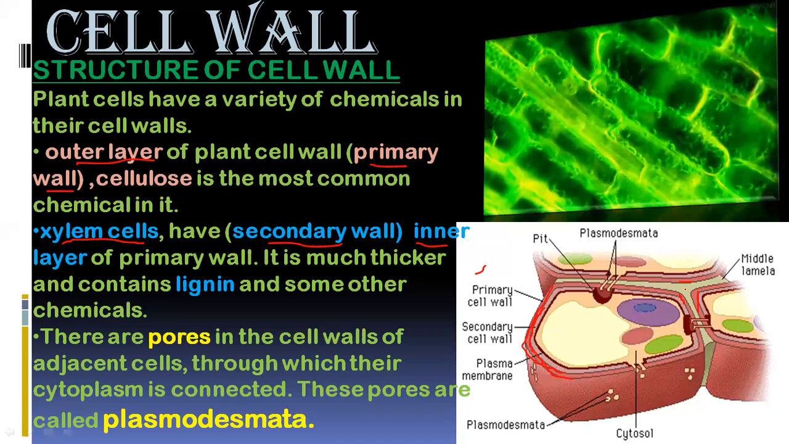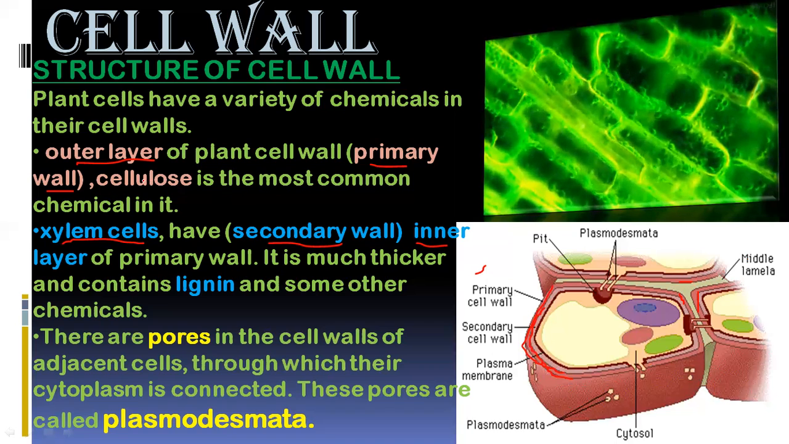So the middle lamella is joining two primary cell walls of two cells. So here we will discuss it at the end also.